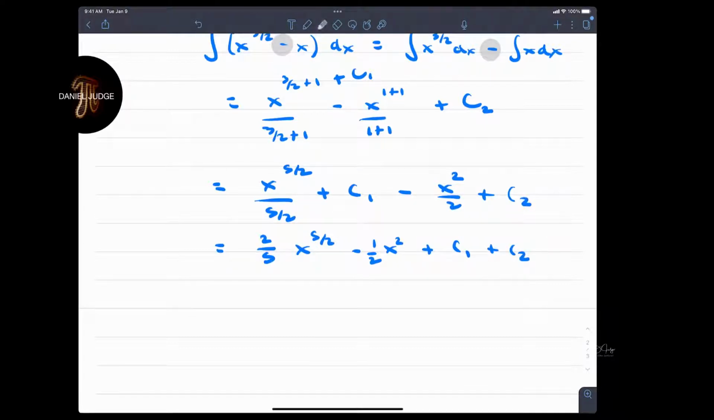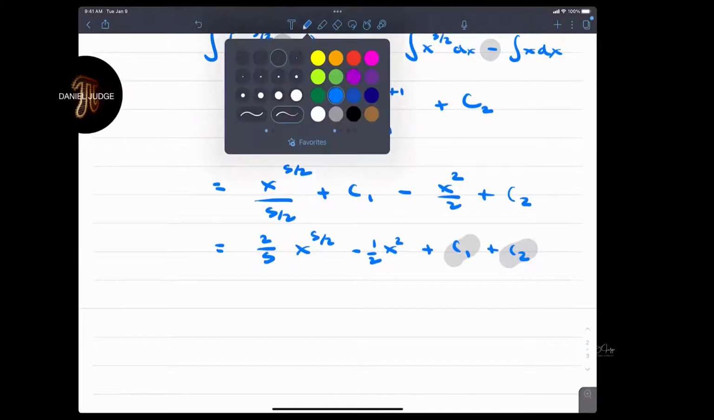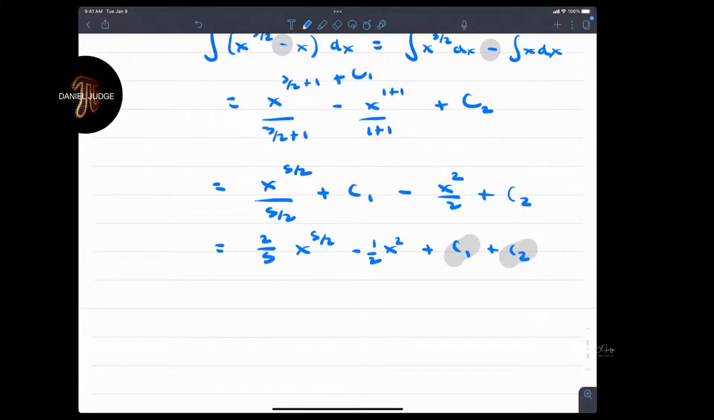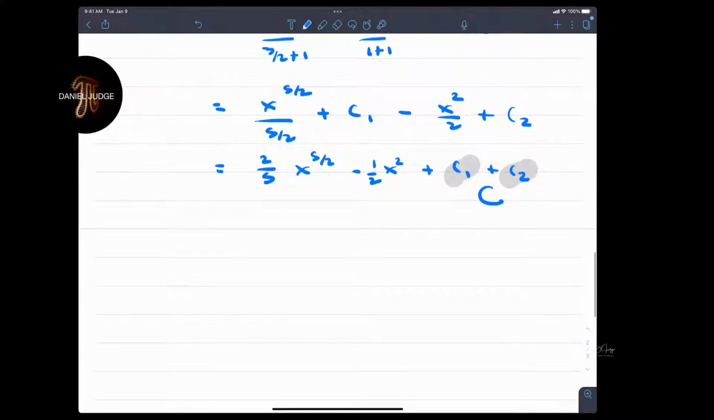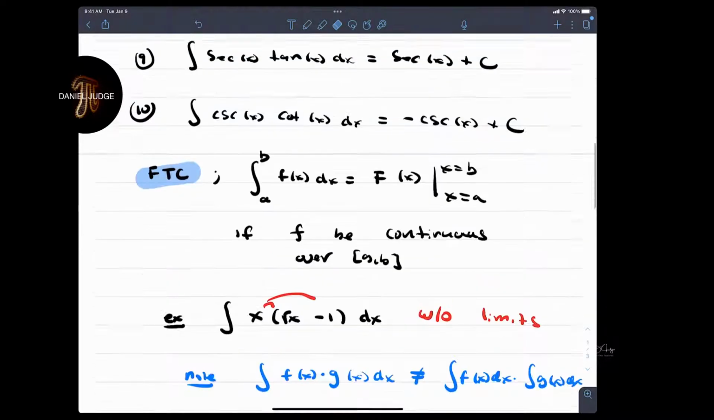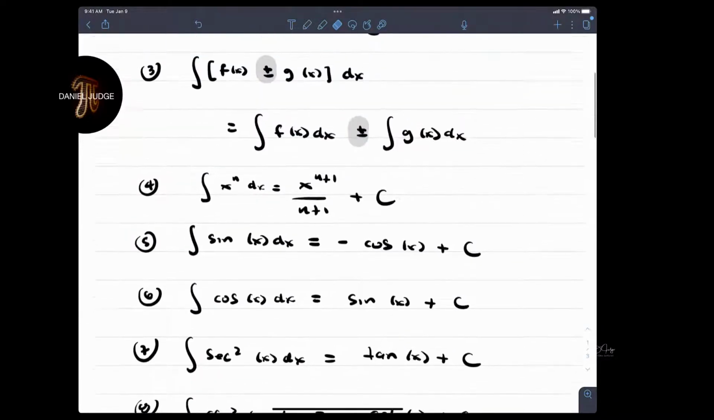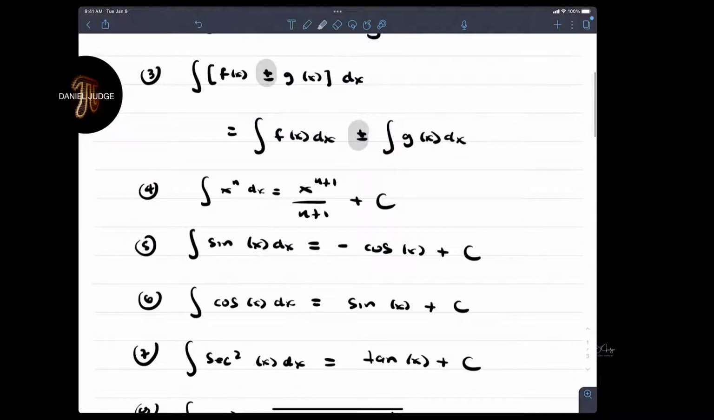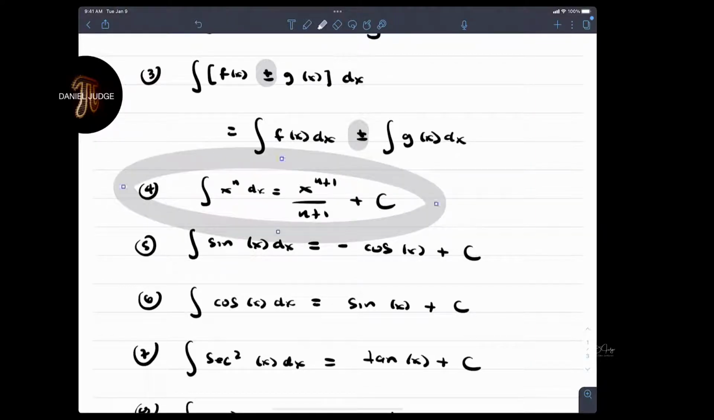Now, people can get bogged down in this constant stuff. I'll just say at the very end, just put a constant c, because c1 plus c2, those are just adding constants. And so that'll be just a c. So notice by these properties of integration, we did this difference rule, and we also did the power rule, number 4. So we did rules 3 and 4 here.